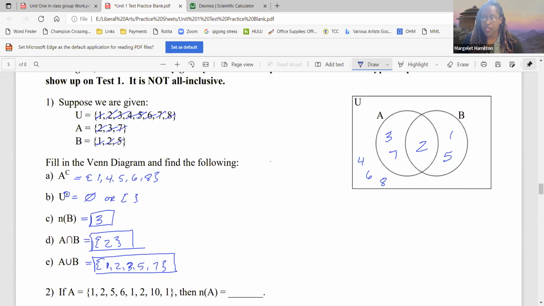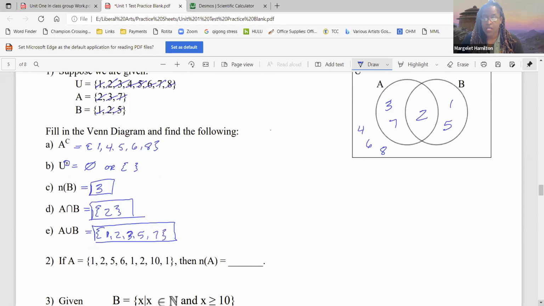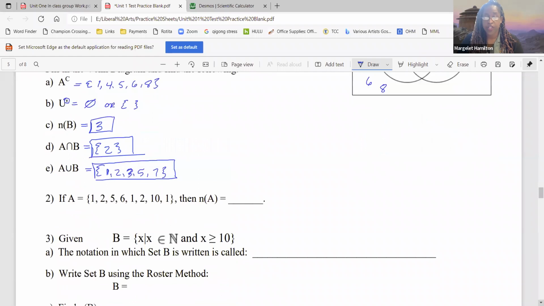So making sure we tighten up on what our symbols represent, because eventually they're going to give us the words that represent these symbols, and then we have to make sure we make the connection. What if they gave us a set? Here's set A. Look at it now. Then he wanted to know the cardinality of the set. What's the cardinality of the set?